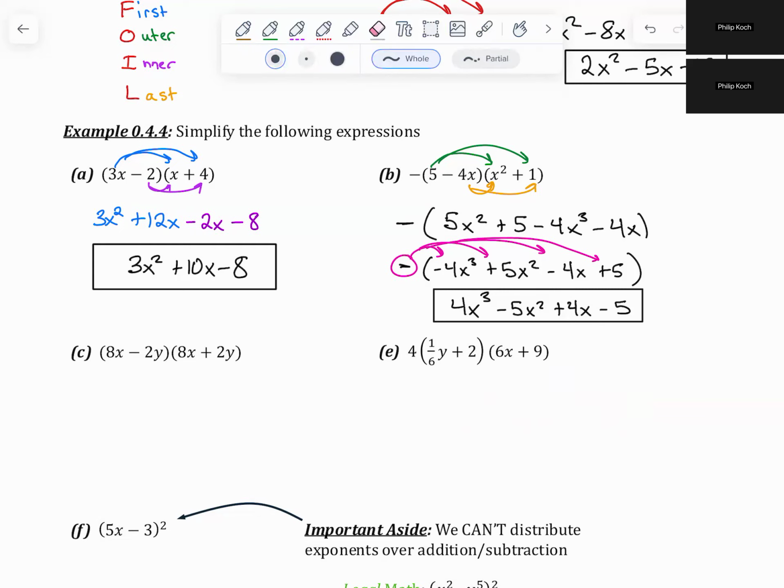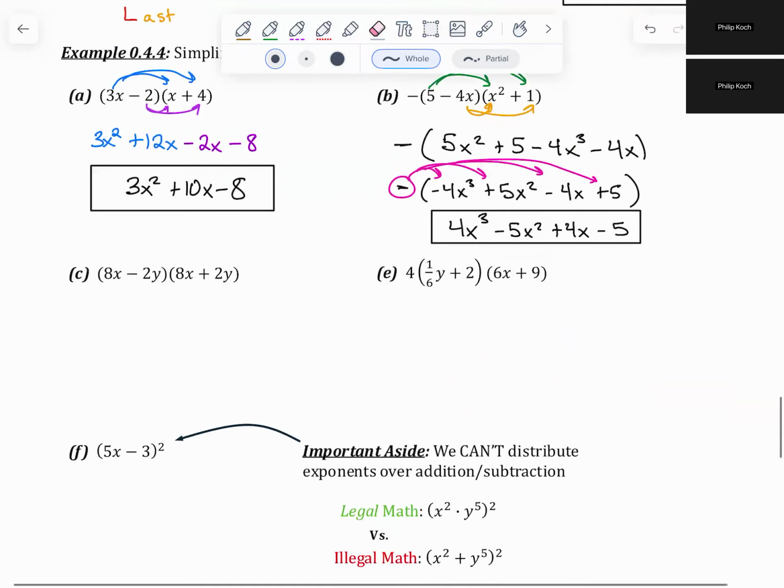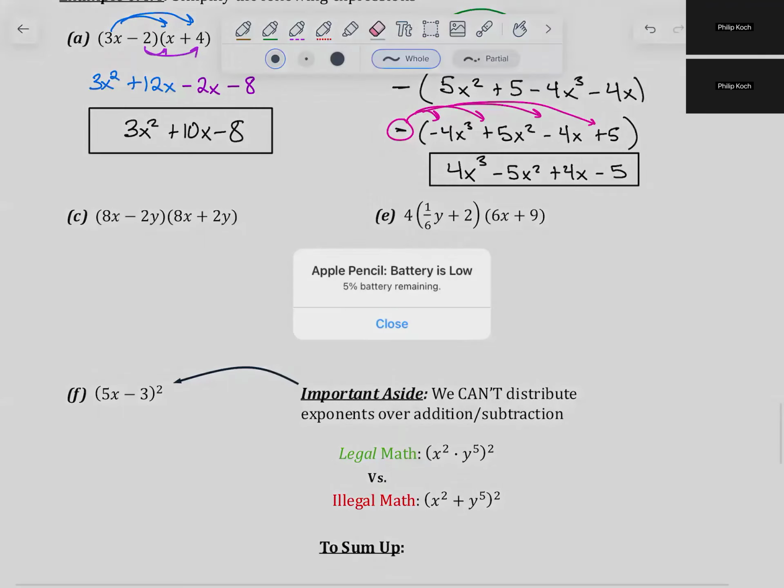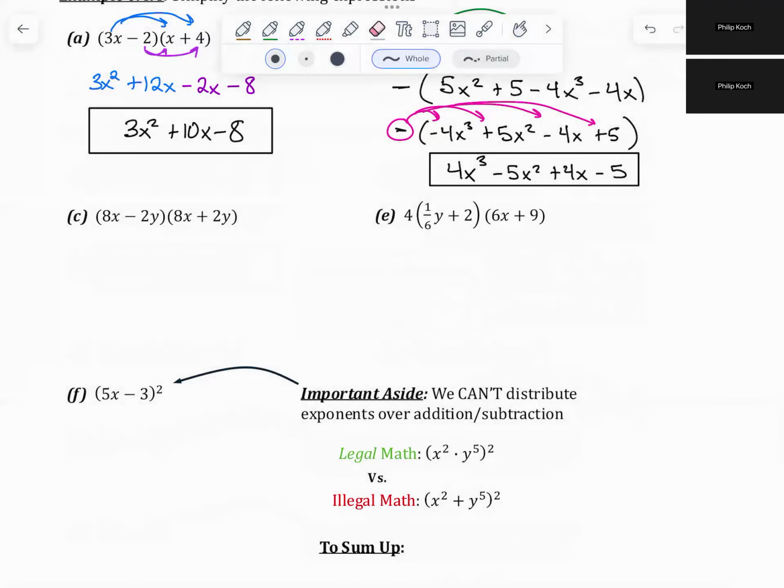All right, I'd like you guys to do part C, and then part E will come together. And then part F we'll talk about together. Just slowly fill in details.